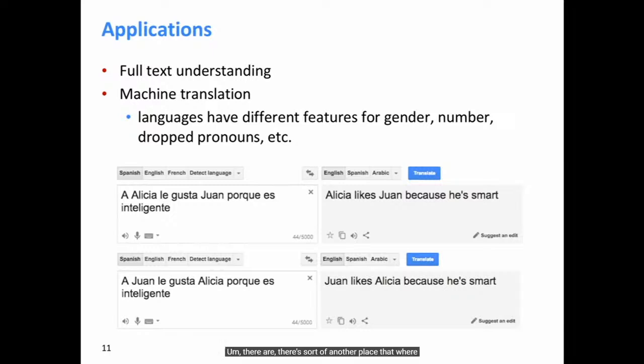There's another place where this is very useful, which is in machine translation. So lots of languages drop pronouns, so you don't have to give explicit pronouns, but you need to be able to work out how to fill them in, and this is making coreference decisions about arguments of verbs. And so here are a couple of examples going from Spanish to English.